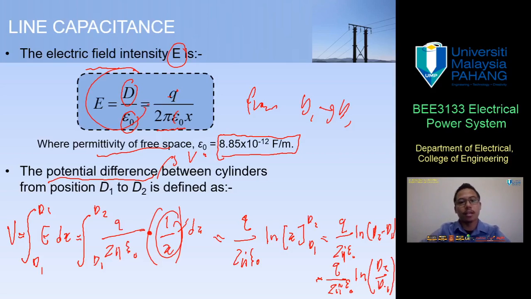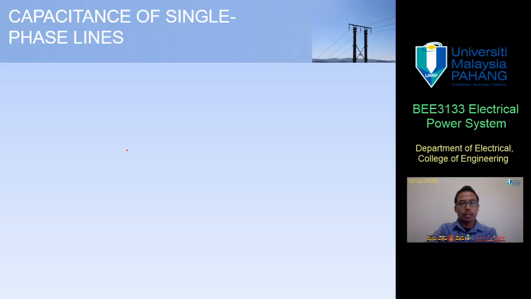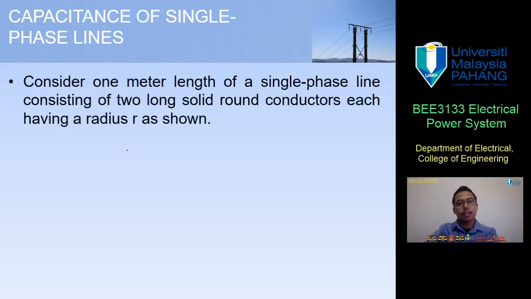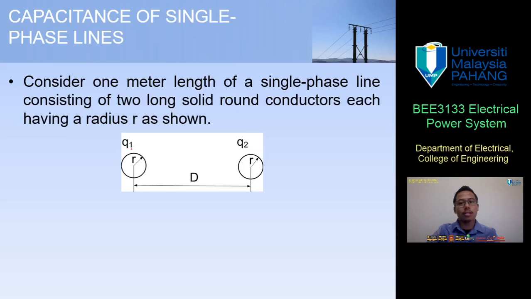So then we get the potential difference. Okay, next, for the single phase lines. Let's consider we have two long solid rod conductors. So we have the first conductor here with the charge of Q1, and we have the second conductor here with Q2, and both conductors have the same radius of R. As usual, we consider it for the 1 meter length of these phase conductors.